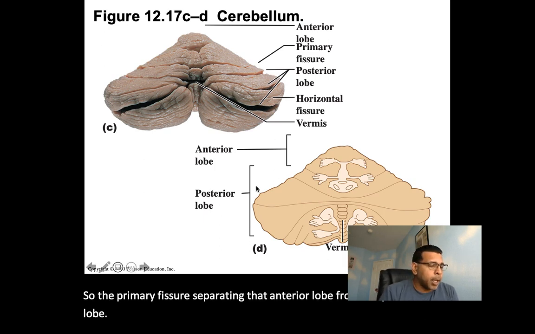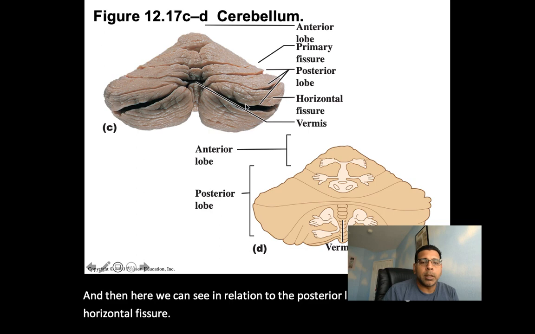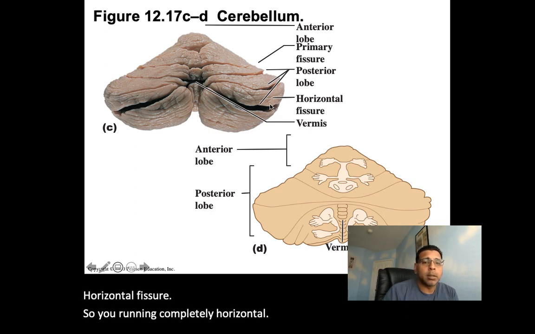And then here in relation to the posterior lobe, we've got the horizontal fissure, running completely horizontal.